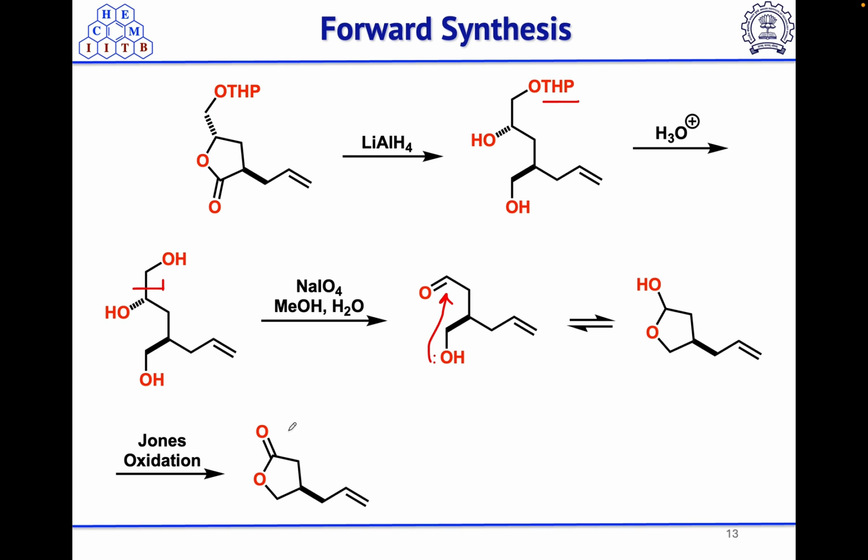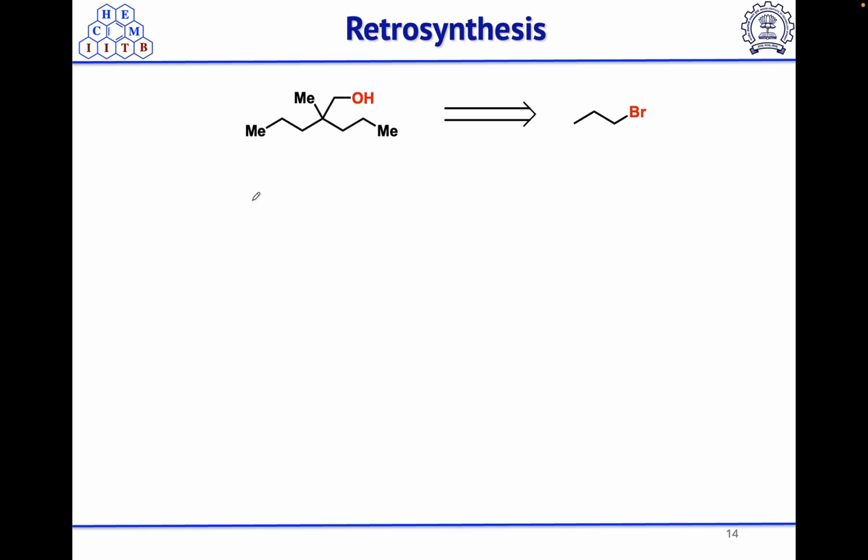So you can see how easily we can convert the starting material where the carbonyl group is from the bottom face, and we are converting it to the top. We are doing such a reaction so that we get this carbonyl group on the top face. So this is the beauty of chemistry. And next example, we can do the retrosynthetic analysis. So this is the target molecule.